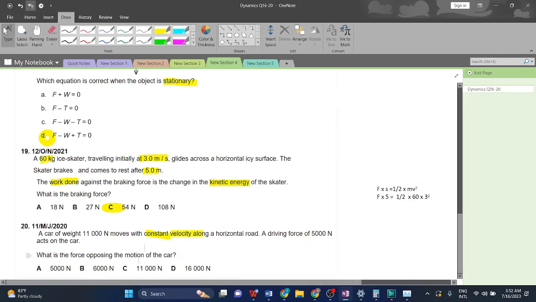So the opposing force should be equal to the driving force because there is no resultant. So A is the right answer.